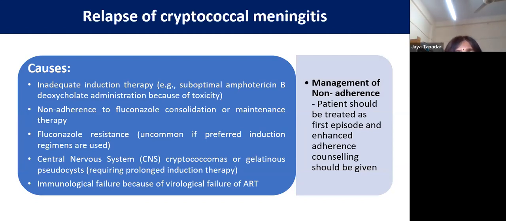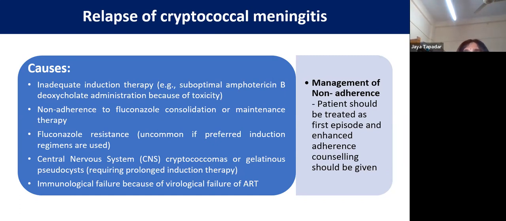So some people may have relapse of cryptococcal meningitis because of inadequate induction therapy, or non-adherence to fluconazole, because you are supposed to take that secondary prophylaxis, which is 200 milligram, not 100 milligram like primary prophylaxis, for a long time. Some people may have fluconazole resistance, and some may have cryptococcomas inside the brain, which may require longer therapy.